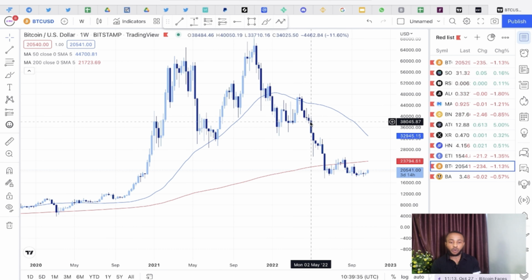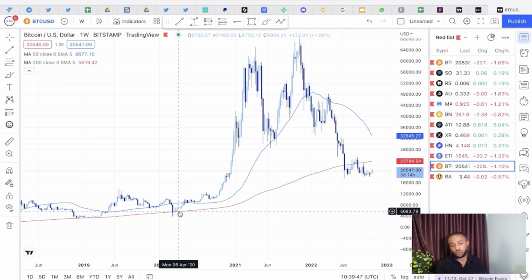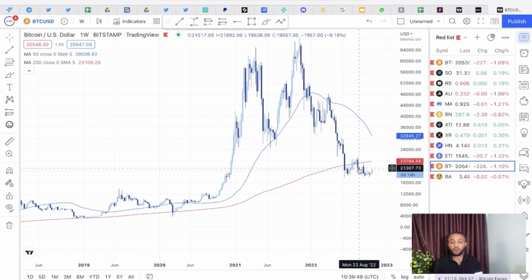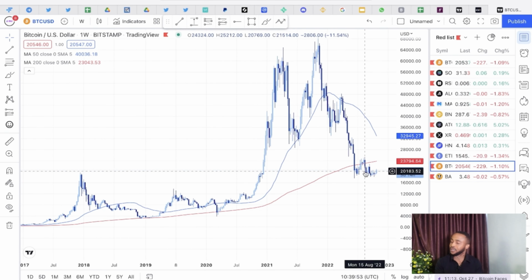We already know where we're headed to, right? Which is the 200 weekly moving average. And according to history, we haven't really gone below the 200 weekly moving average. Now, we are currently sitting below the 200 weekly moving average. What is the next likely scenario here?